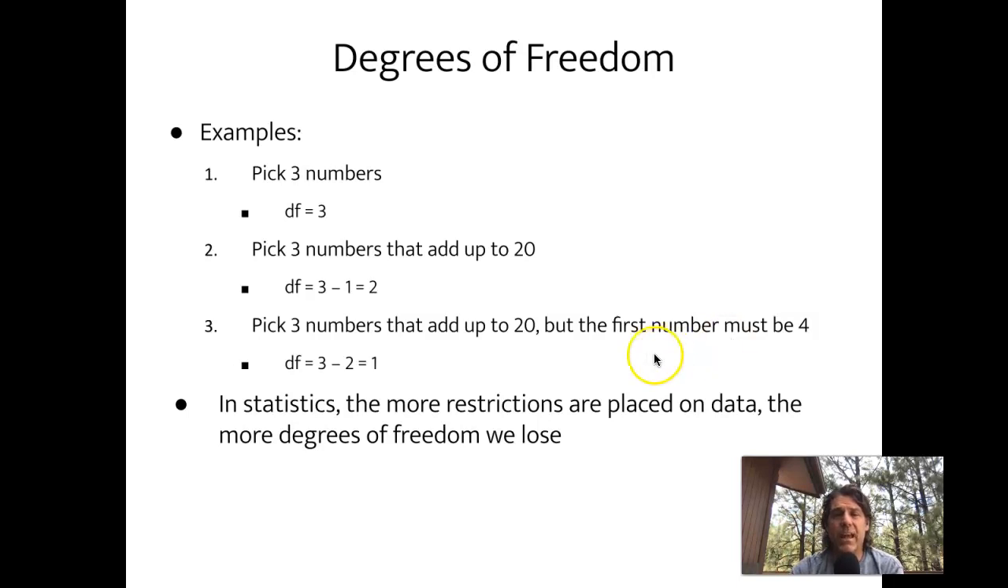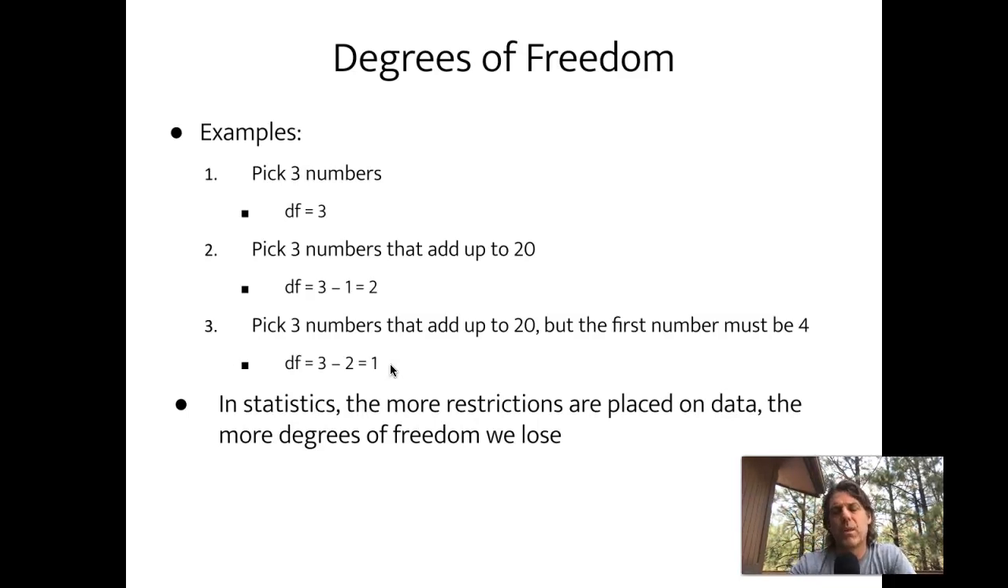Right? Then, what's the third number? That third number now has to be 6. Because if the first number is 4, the second number is 10, that adds up to 14. The third number has to be 6, so we add up to 20. We put 2 restrictions on the data, adding up to 20, and the first number must be 4. So total number of scores, n, 3, minus the 2 restrictions gives us 1 degree of freedom.